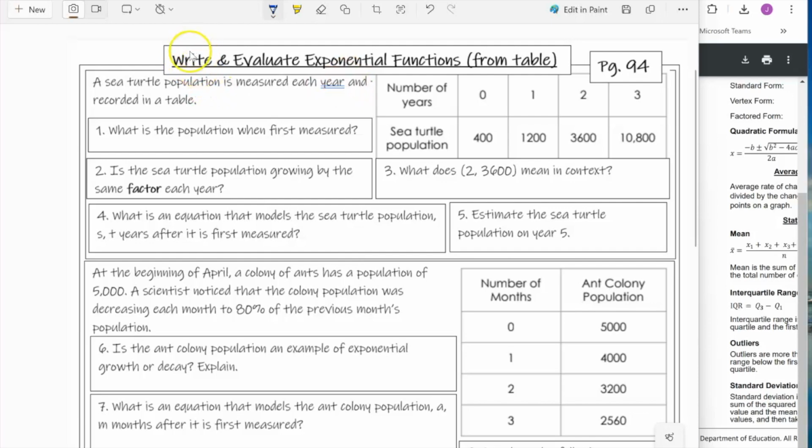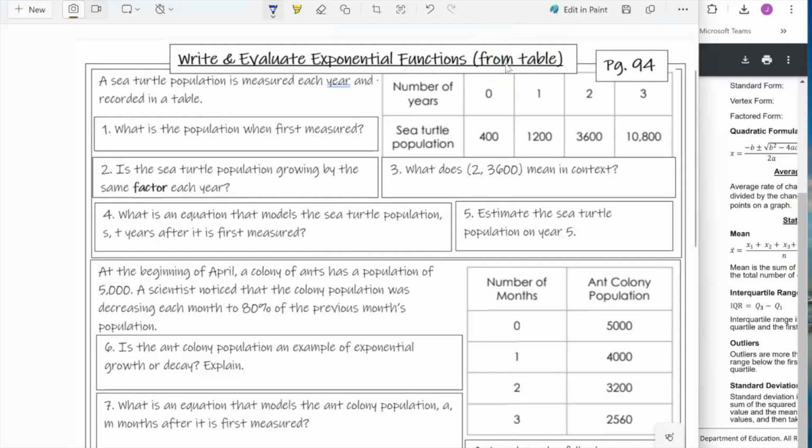All right, so we're going to revisit writing and evaluating exponential functions. This time we're just looking at it from a table, with an emphasis on Desmos. So we're going to go ahead and label this. We're going to be using Desmos today since we've done it by hand, but I am going to recap how to do it by hand as well.